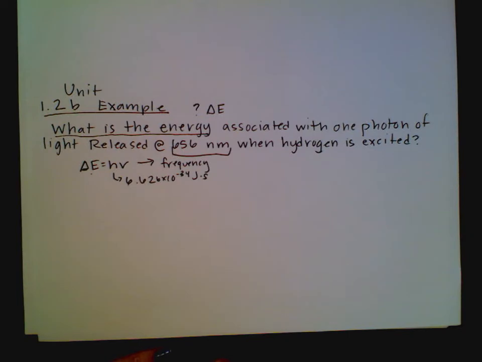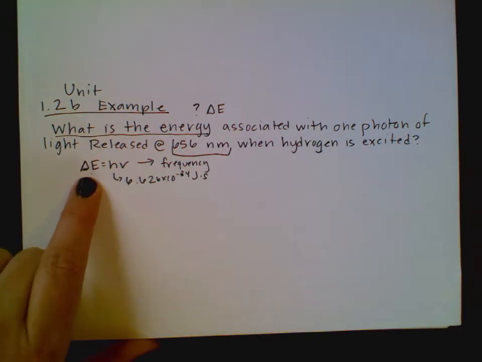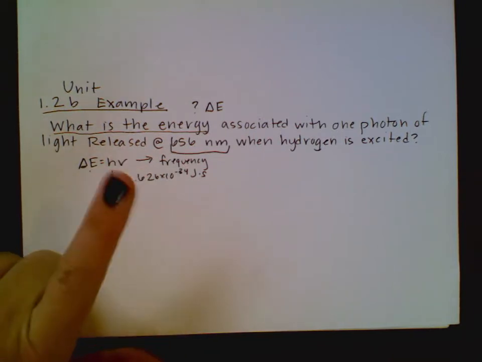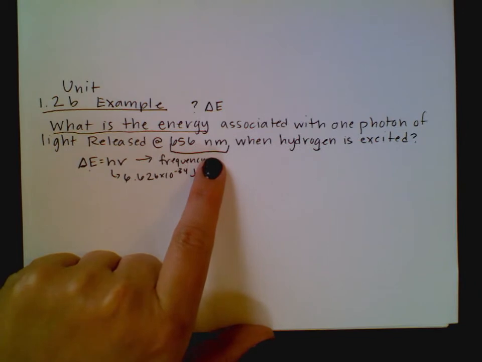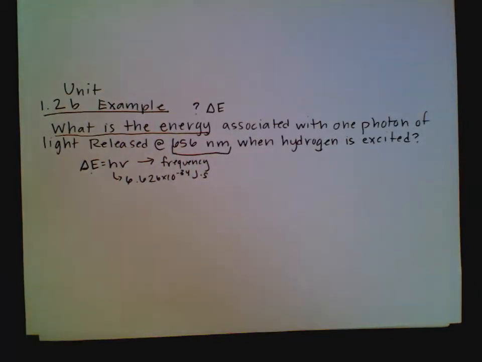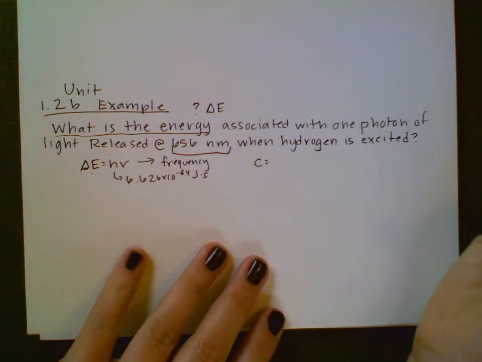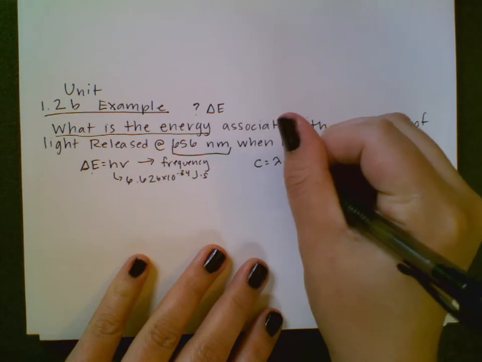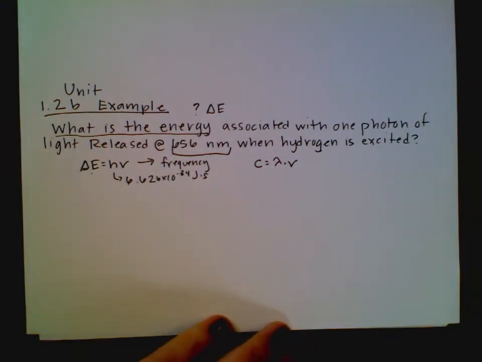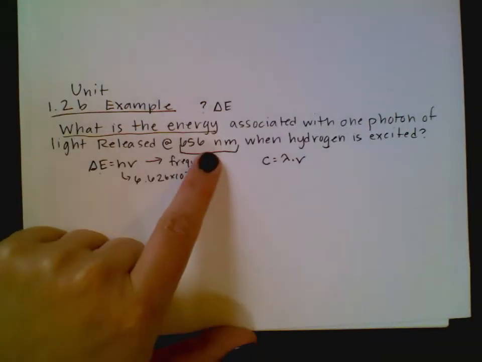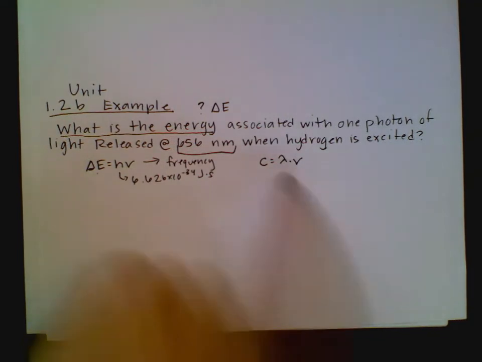So if we look at that, we need two things to find our energy. We need Planck's constant, which is a constant, so that's good. And then we need the frequency. However, they only give us the nanometers, which is the wavelength. So you say to yourself, that is not particularly useful because I don't have a frequency. Fear not. We know that the speed of light is always equal to the wavelength times the frequency. So if we are given the wavelength right here, we can find the frequency.